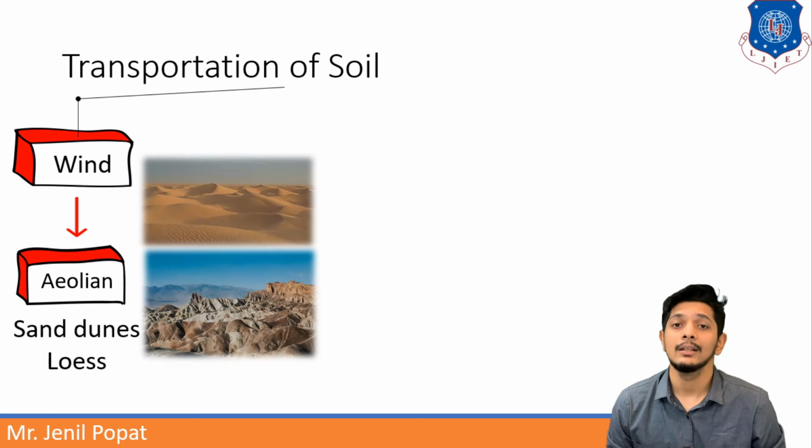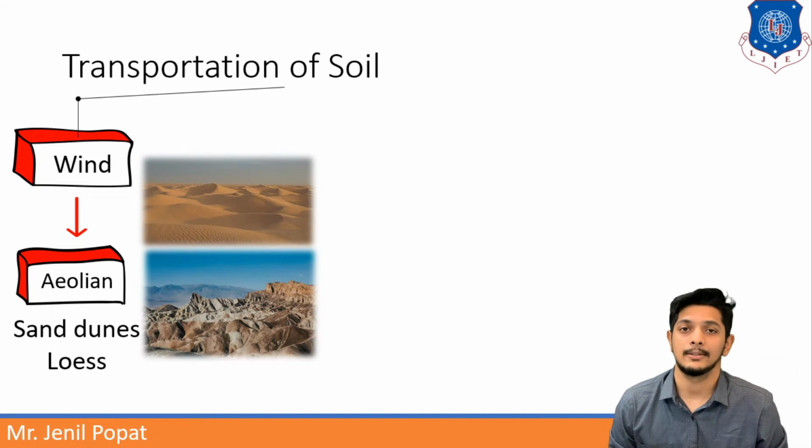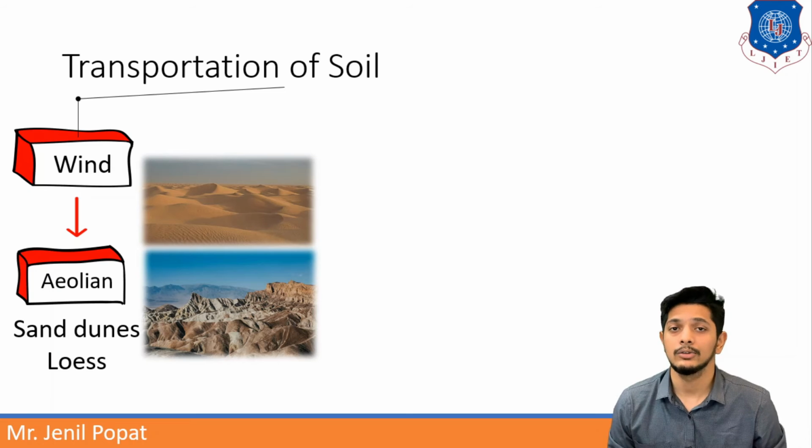Examples of that can be taken as sand dunes and loess. If you visit any desert, or if you have seen pictures or videos of any desert, you must have seen the sand dunes generated by wind. Heavy wind generates sand dunes. In the bottom picture you can see loess. Loess is also generated from transportation by wind or air.